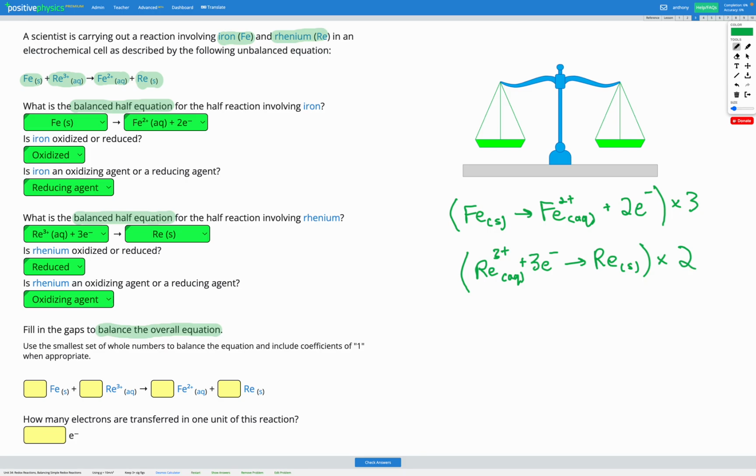Then we're going to add those equations together. So we've got 3 Fe solid on the left. Also on the left, we've got 2 Re3+ aqueous. And we've got 6 e-. So all I did there was multiply iron by 3, since we're having 3 sets of that equation, and multiply Re3+ and 3 e- by 2, since that's our multiplier for that equation. Then in the products, we've got 3 sets of Fe2+ aqueous, and we've got 3 sets of 2 electrons, so that's 6 electrons in total, and we've got 2 sets of rhenium solid.